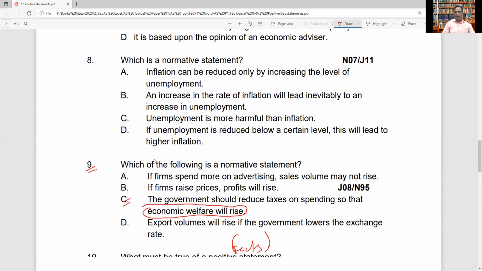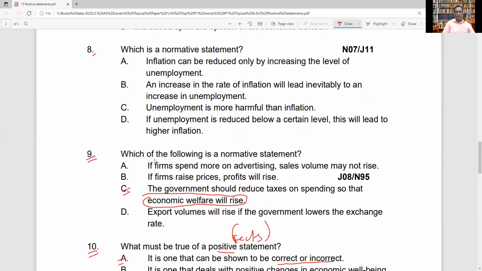Okay, so the last question for this topic we are going to do now is question number 8, which is about a normative statement. Again, we have to find out the opinion. Option C is the correct answer: unemployment is more harmful than inflation. If we have to find out the inflation rate, that is fact, figure. Unemployment is again fact and figure, but when we compare them, we say that this is more harmful than this one. I mean, unemployment is more harmful than inflation.